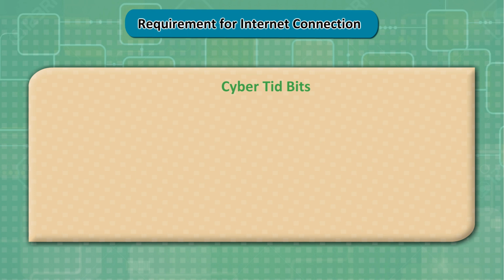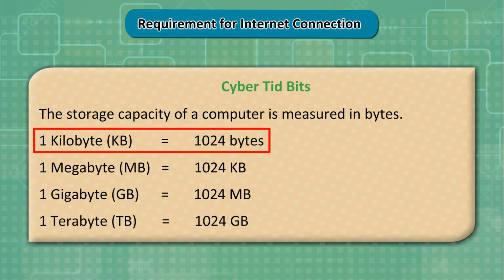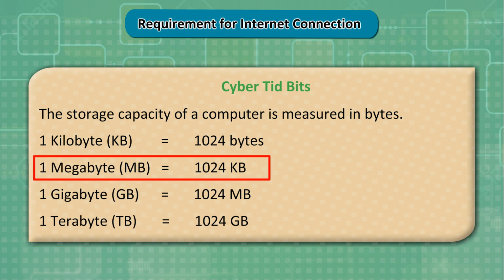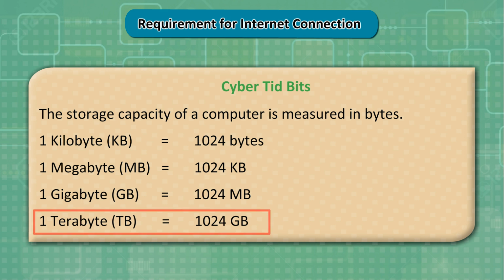Cyber tidbits. The storage capacity of a computer is measured in bytes. 1 kilobyte, KB, equals 1024 bytes. 1 megabyte, MB, equals 1024 KB. 1 gigabyte, GB, equals 1024 MB. 1 terabyte, TB, equals 1024 GB.